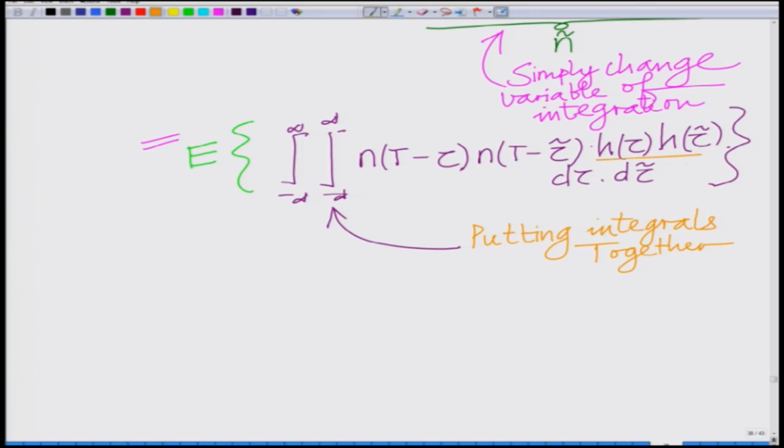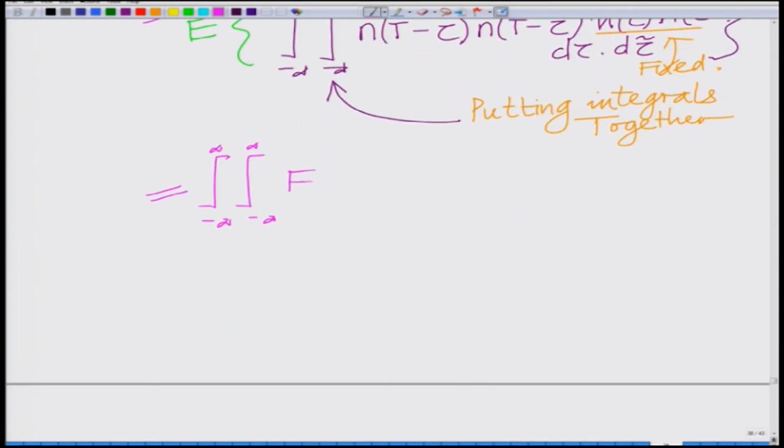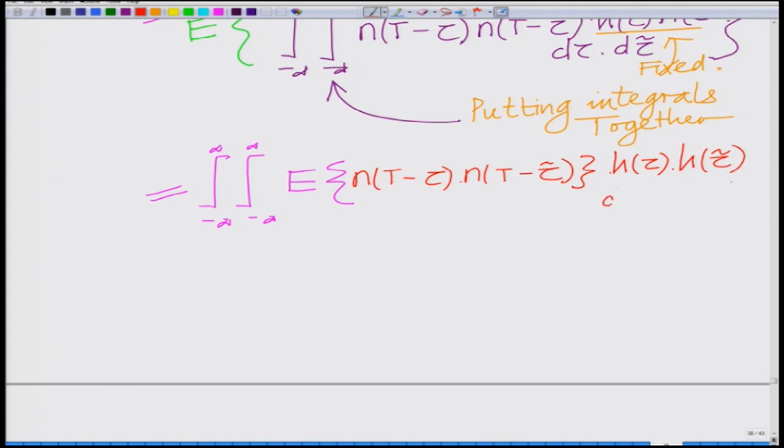So, h of τ and h of τ̃ are realized, and it goes without saying that these are fixed quantities. Therefore, I have the integral from minus infinity to infinity, applying the expectation only to n of t − τ, n of t − τ̃, times h of τ̃ dτ̃. Now, you will realize something very interesting.